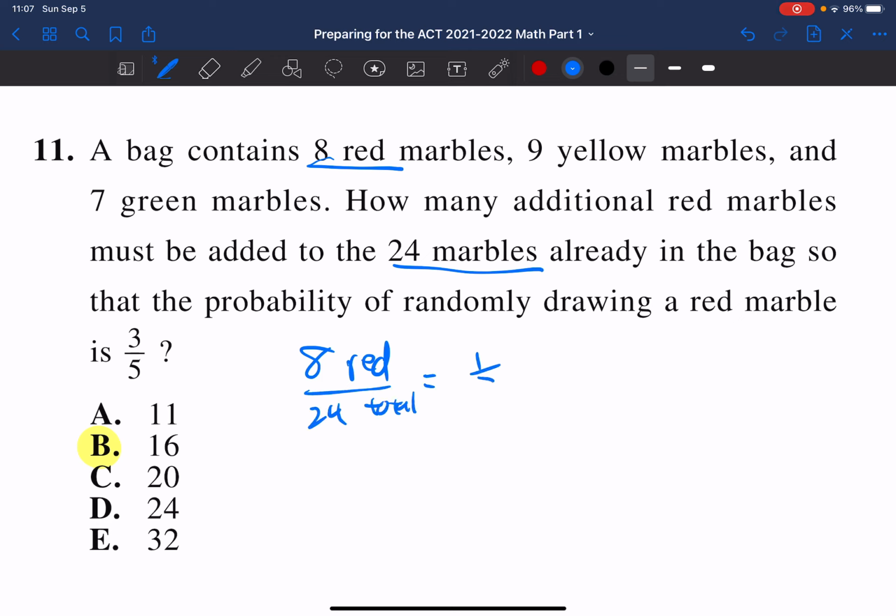Well, that's going to be a probability of 1/3. Now, the more reds we add, the more likely we are to draw one, which means the probability will go up. So the question is, how many of these do we draw?